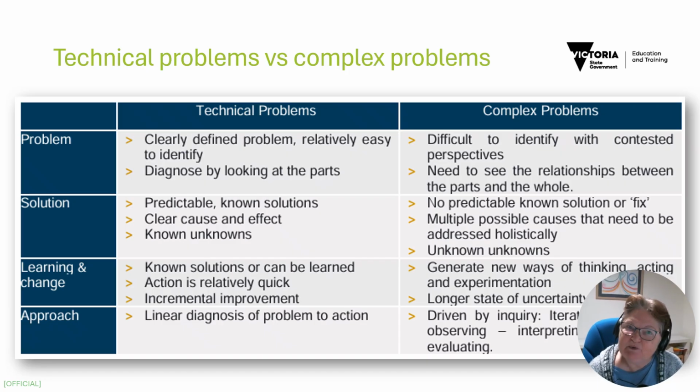Approaches for technical problems: a linear diagnosis, problem, action, solve. Whereas complex problems are much more about experimenting, inquiring, observing, evaluating, trying again. So it's much longer term, and it involves more people, and you can't just go back and try again, because once you've tried to fix the problem once, you're in a whole new system.